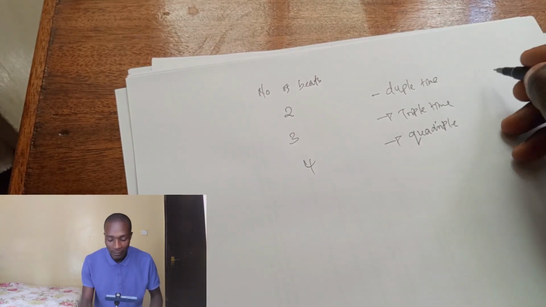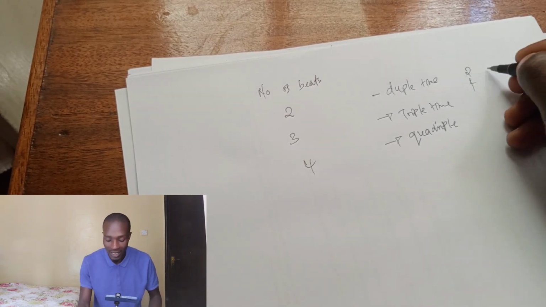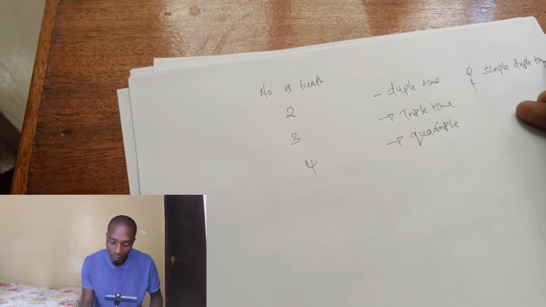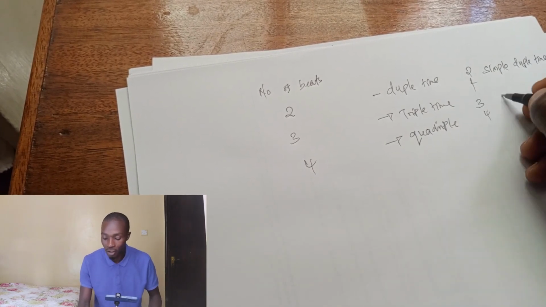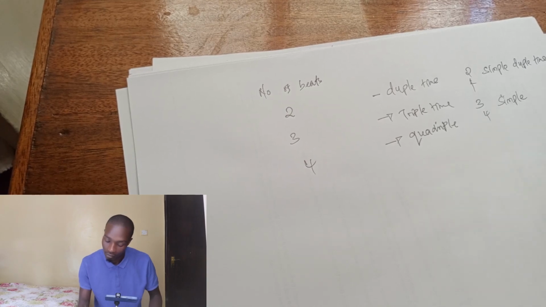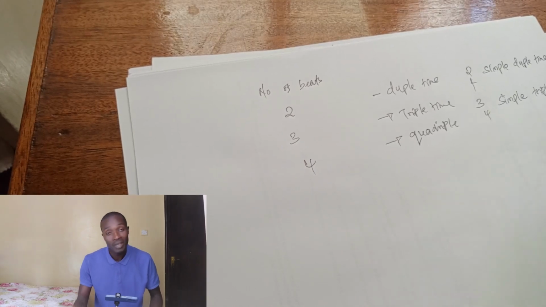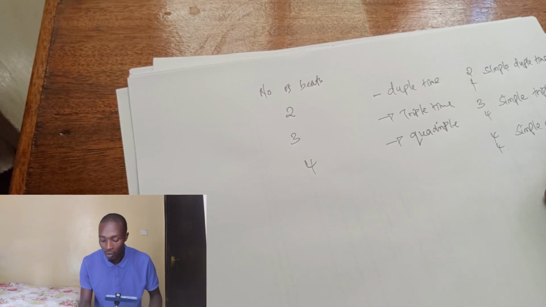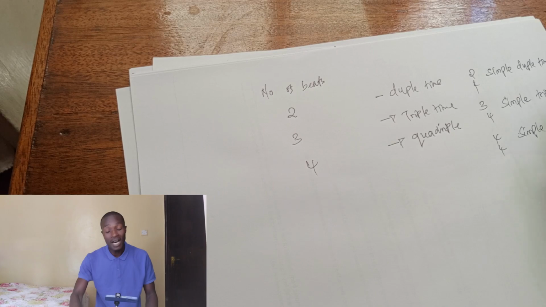So if you have, for example, a time signature like 2/4, we are going to say this one is a simple duple time. If we have 3/4, it is going to be a simple triple time. If it is 4/4, it is going to be a simple quadruple time. Now, those are for the simple time.